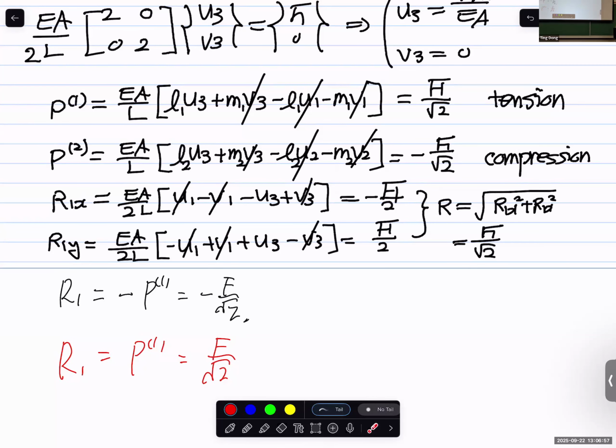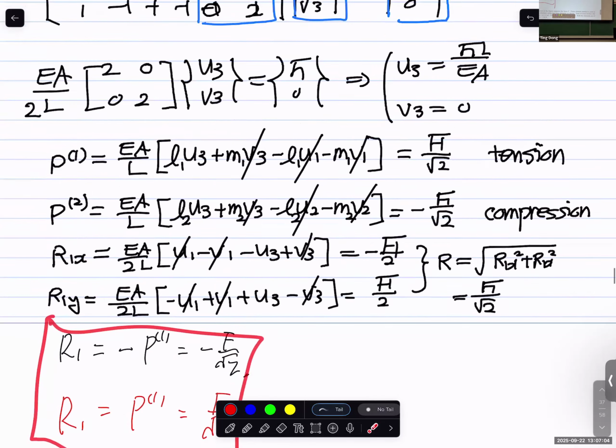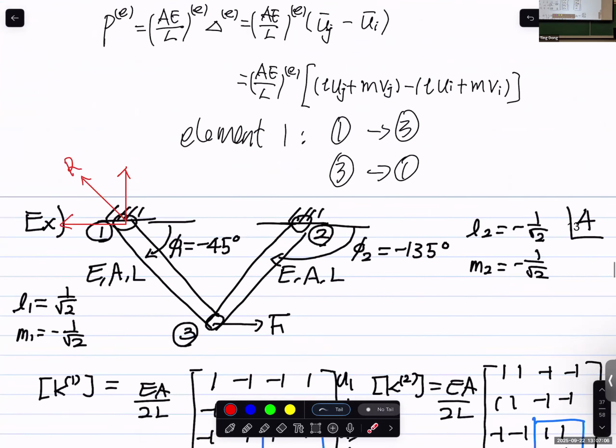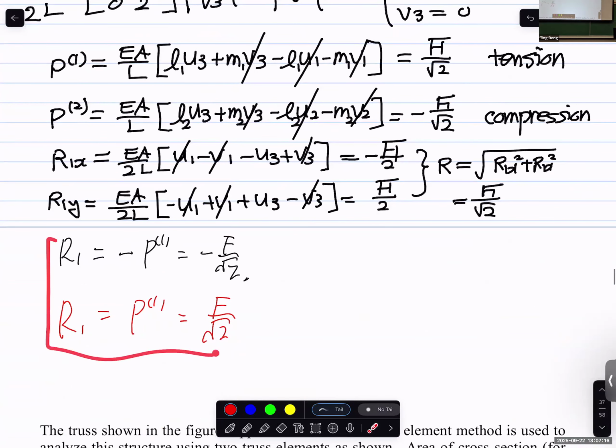But of course, in the exam, any method you want to use is fine. If you want to use this one, make sure you have a very clear definition of your node order at the beginning of the solution. Otherwise, the TA doesn't know what your positive and negative mean, and there's no way we can grade. If you want to use this one, you need to have a connectivity table to define for each element which is the first node and second node.